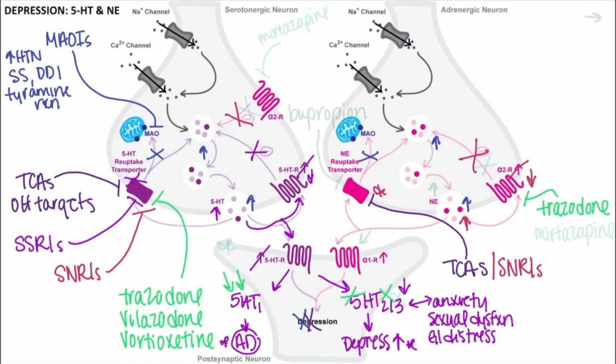Now, our next agent that's an atypical antidepressant shares a similarity with trazodone, and it is mirtazapine, which actually does not inhibit reuptake transporters at all, but inhibits alpha 2 receptors, which, remember, are our off switches for serotonin and norepinephrine.